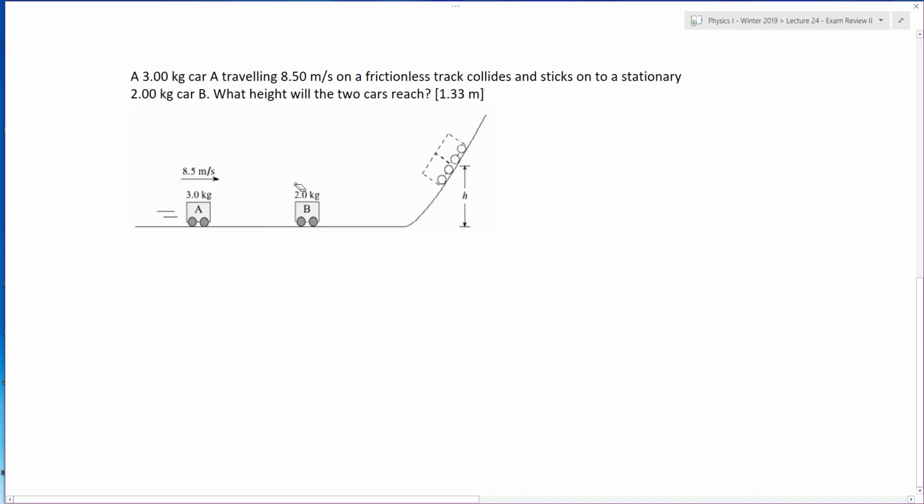First, car A collides with car B and they stick together. So what kind of collision is this? This would be an inelastic collision because they're stuck together. Now that they're moving together, they're going to gain height as they go up the ramp, and as they're gaining height, they're losing their speed. So you're going to have a transfer of energy. It's frictionless, and there's no other external forces acting on the system, so we can say the total energy initially equals the total energy final.